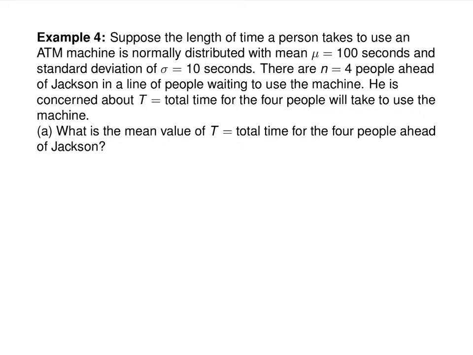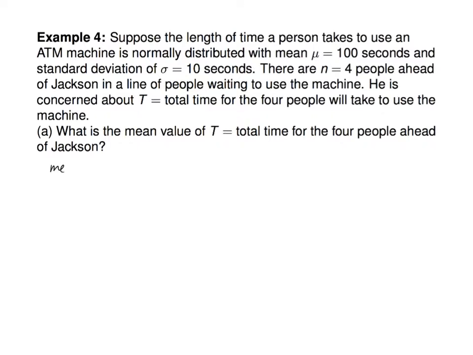Suppose the length of time it takes a person to use an ATM machine is distributed normally, and the mean is 100 seconds, and the standard deviation is 10. And there are 4 people ahead of you in line waiting to use the machine. You're concerned about the total time for the 4 people before you can use the machine. That's a combination of 4 waits. Does that make sense? It's wait 1, wait 2, wait 3, and wait 4. You've got to wait for each person.